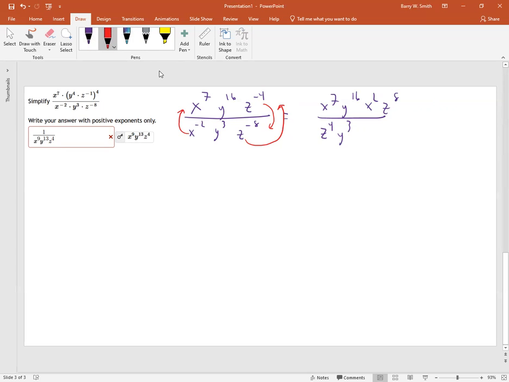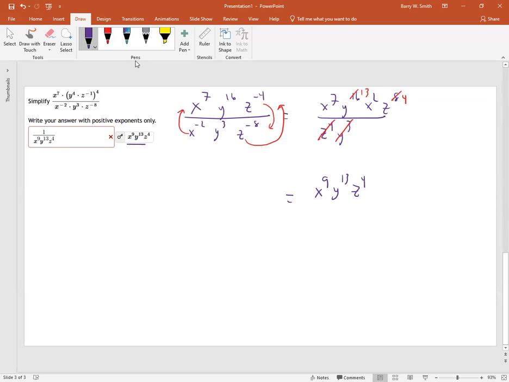So 3 of these cancel 3 of those. We have 13. Z to the 4th cancels 4 of those. So we have a 4 here. So everything in the denominator is gone. So now we just simplify the numerator. We have x to the 7th, x squared, so it's going to be x to the 9th. And we have y to the 13th and z to the 4th.